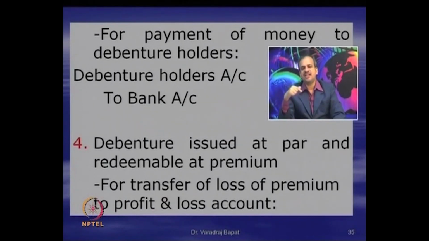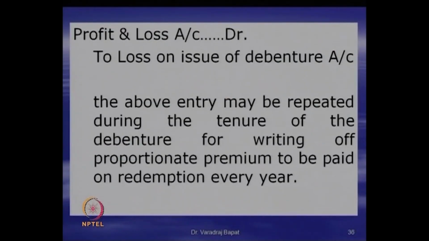Now these debentures are issued at par but redeemable at premium. What happens here is, for transfer of loss of premium, we have to transfer it to P&L, because here the company is issuing debenture at 100 rupees, but maybe it will redeem it at 106. So 6 rupees becomes a loss to the company. Now P&L account debit to loss on issue of debentures. So this loss will be transferred to P&L account.